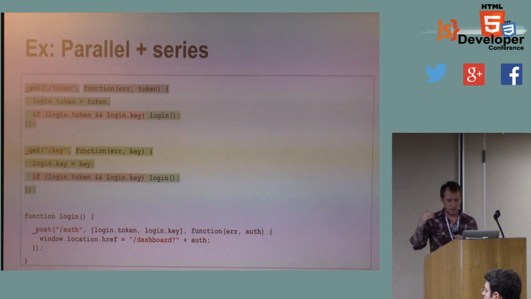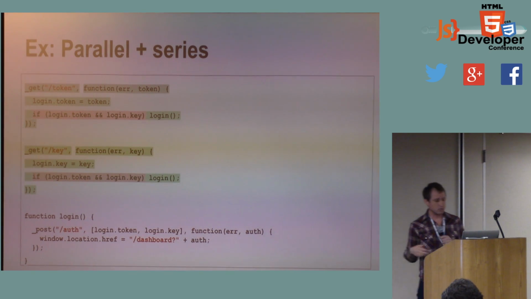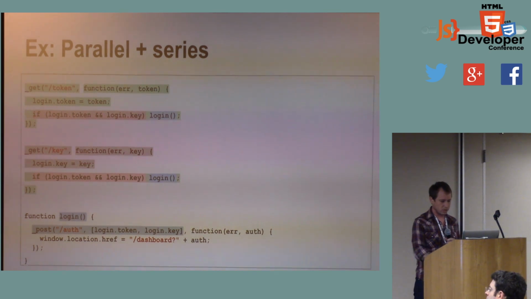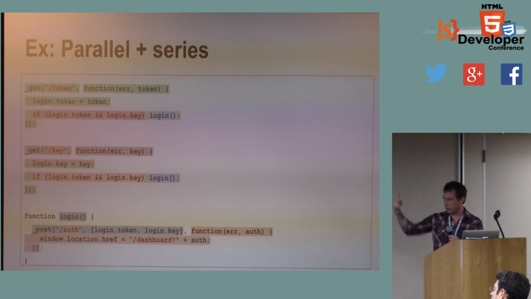And in the callbacks, I'm going to check to see if I've got the data from both callbacks. So this is doing two things concurrently. And when both the results come back, then I'm going to execute my login function. Login function is going to do a post to auth using that data. And then finally, we're going to do a window.location.redirect. So we're doing two things concurrently, and after that comes back, we're doing some things in series.